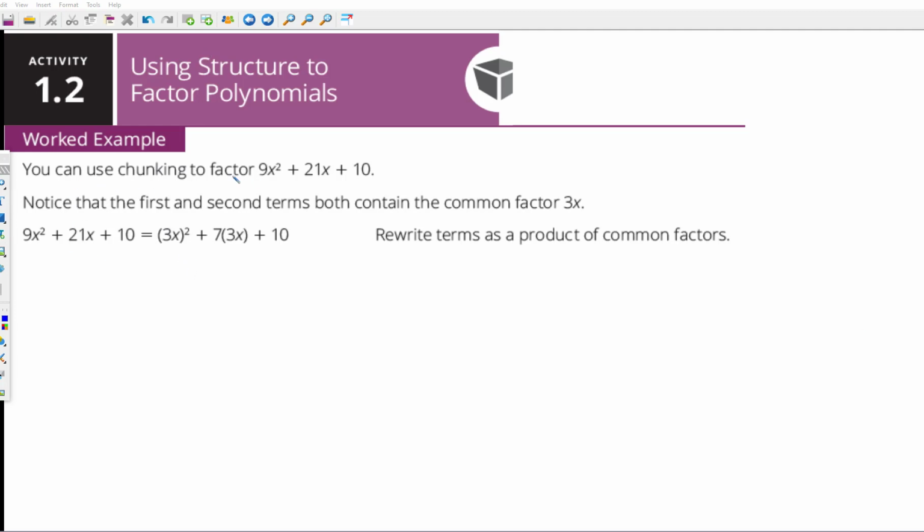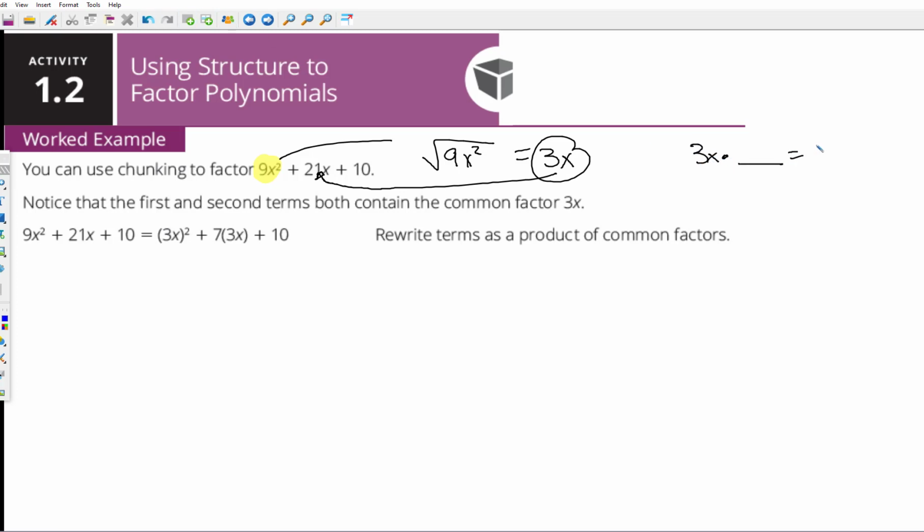So we're going to be looking at chunking. And chunking says I want to take and look at my first term. What is the square root of 9x squared? It's 3x. Is 3x a factor of 21x? So you're looking at 3x times what is equal to 21x. Well, that what, in our case, is 7.